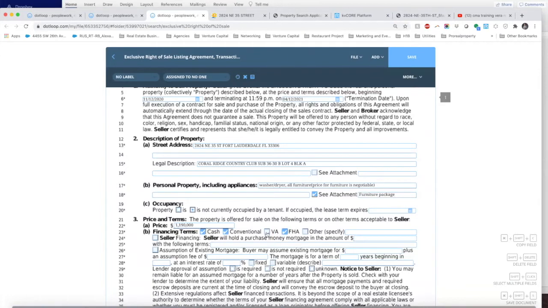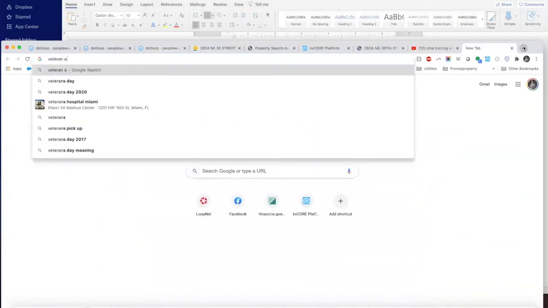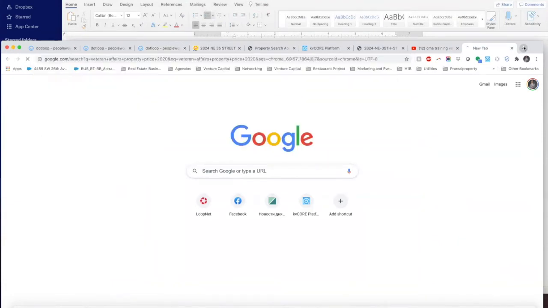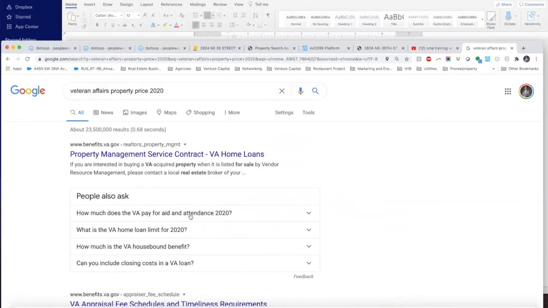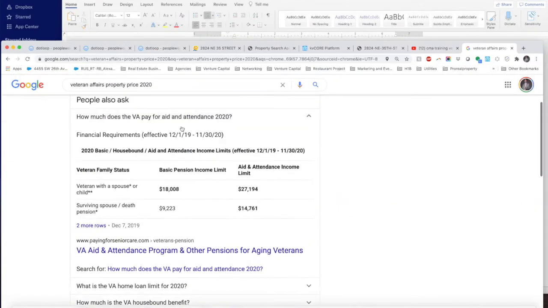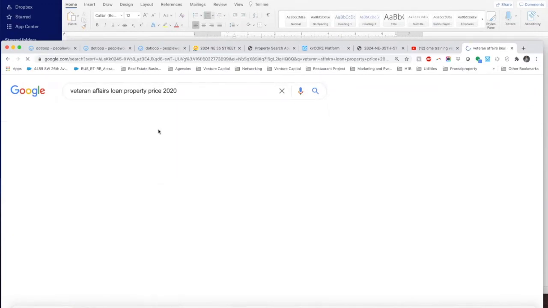VA will not be available for this property because VA is the Veteran Affairs loan, and there's a property limit on it. So if we take Veteran Affairs property price 2020, so we will see that, let me see, Veteran Affairs, loan, property price.